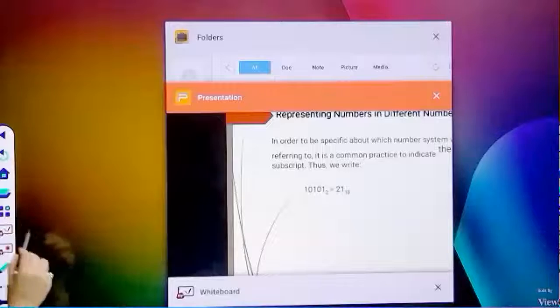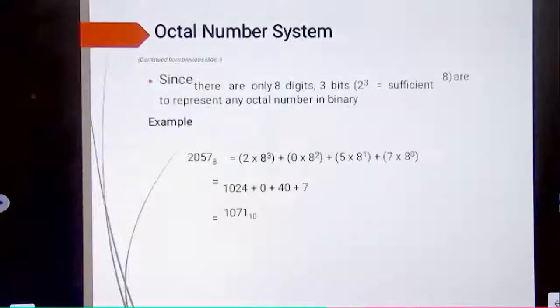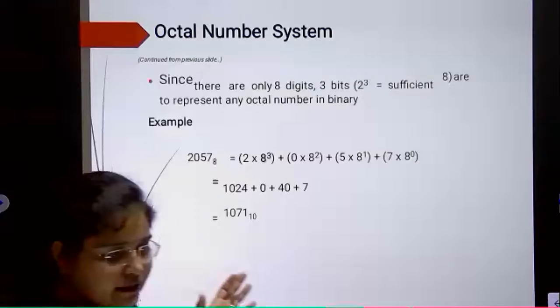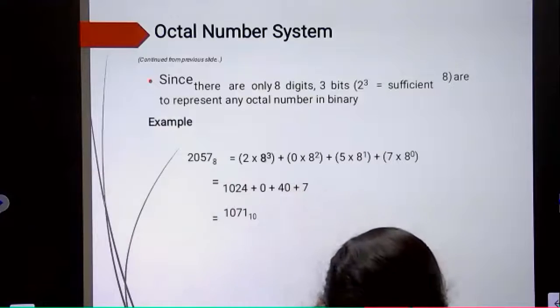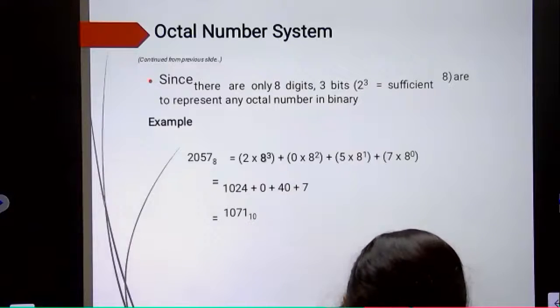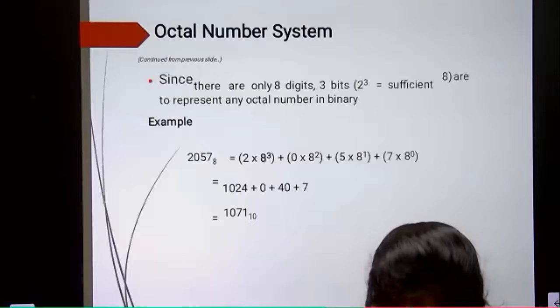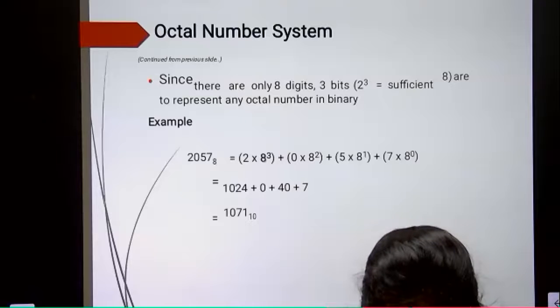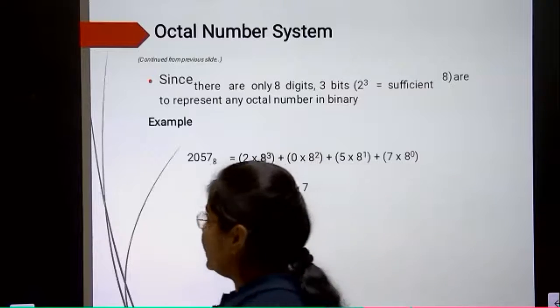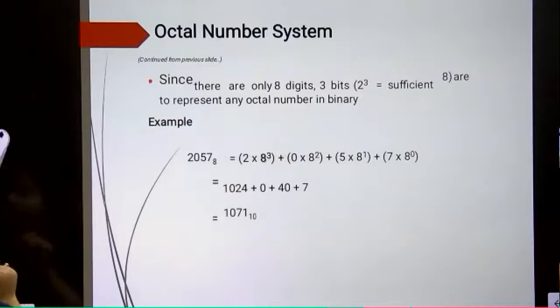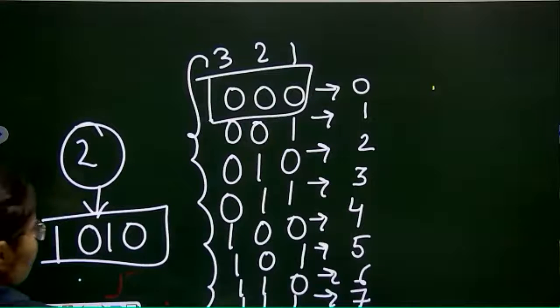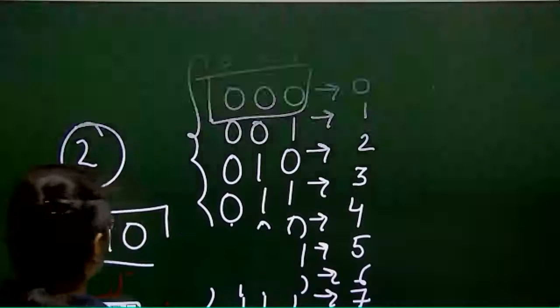Okay, now moving back to our presentation. So in your book, you can see the first one, octal number system, and an example is given: decimal to octal. How can you convert decimal to octal? Okay, so with the help of the board, I will explain this to all of you. So I will just take a new page, okay, and start explaining.